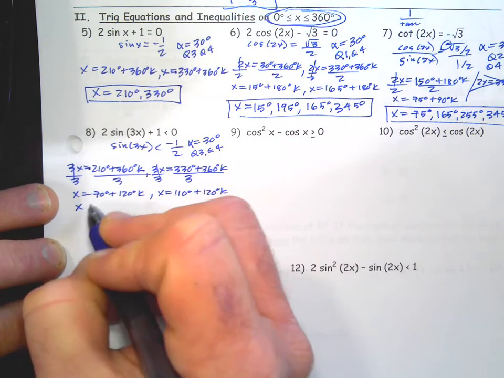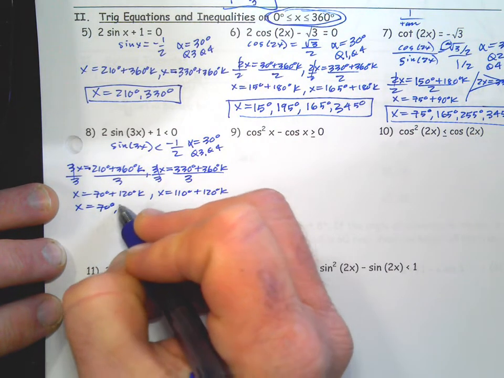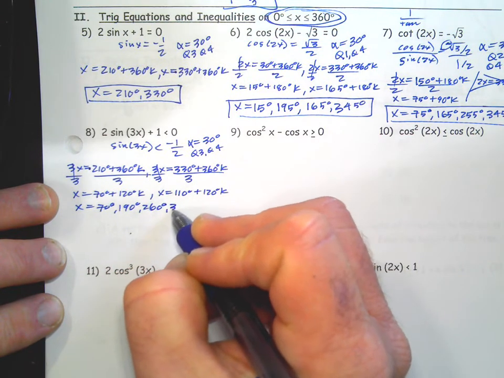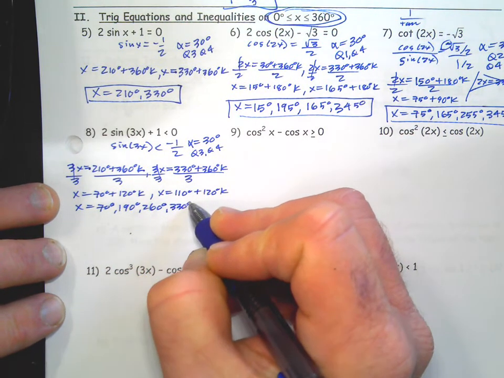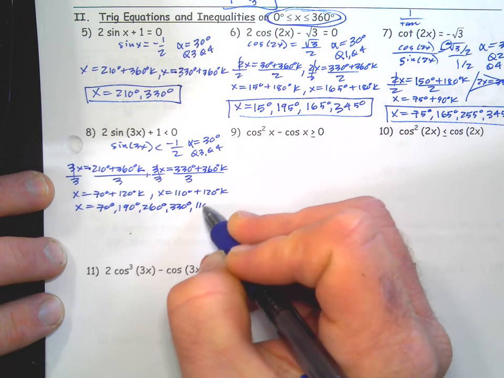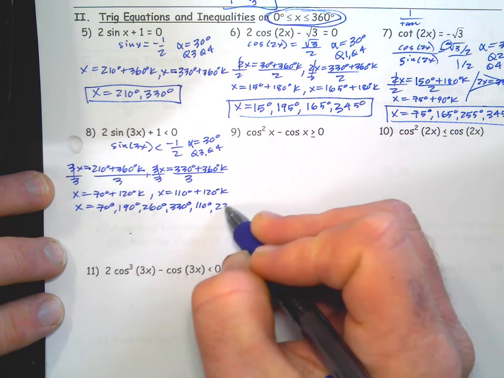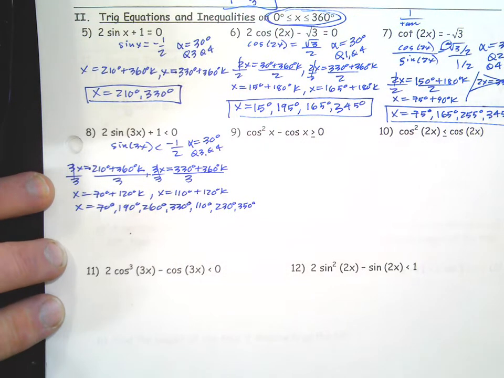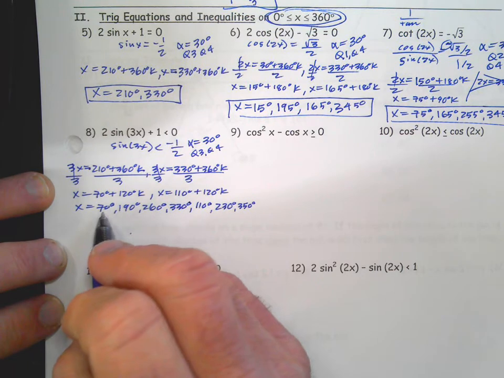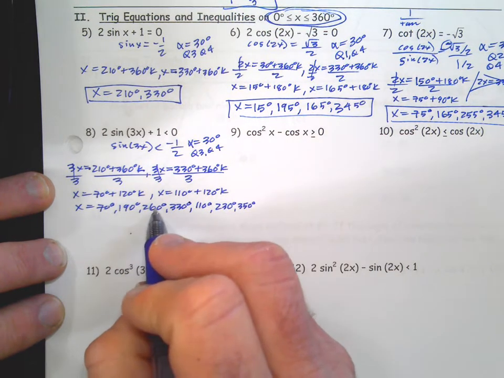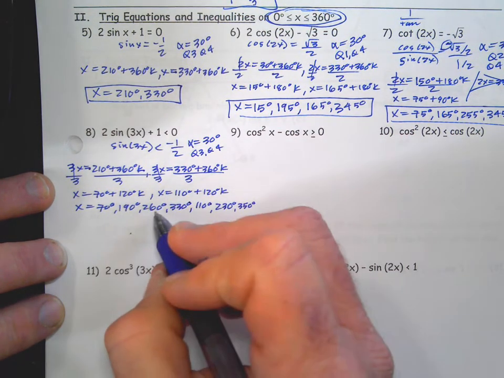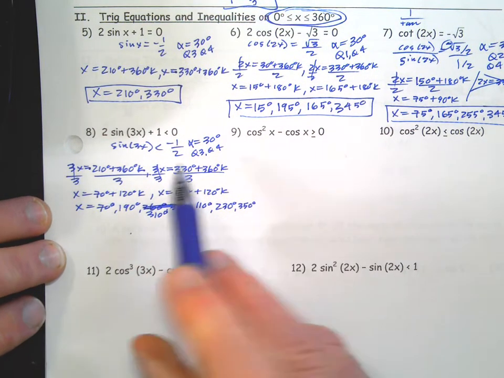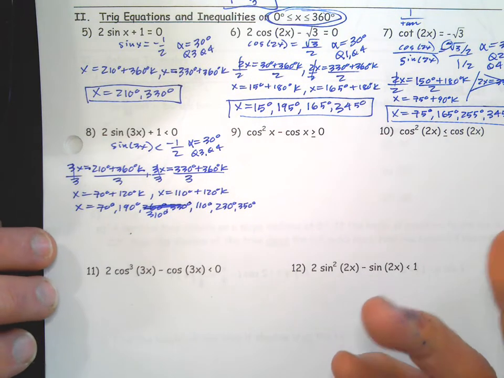And so we get 70, 190, 260, 330, 110, 230, 350. Okay, let's see. Did I make a mistake? I think I made a mistake. 190, I added 70. It's supposed to add 120, so this should be 310. Now, I knew I made a mistake because I thought, well, I should get 6 answers, and I had 7. So it didn't quite make sense.